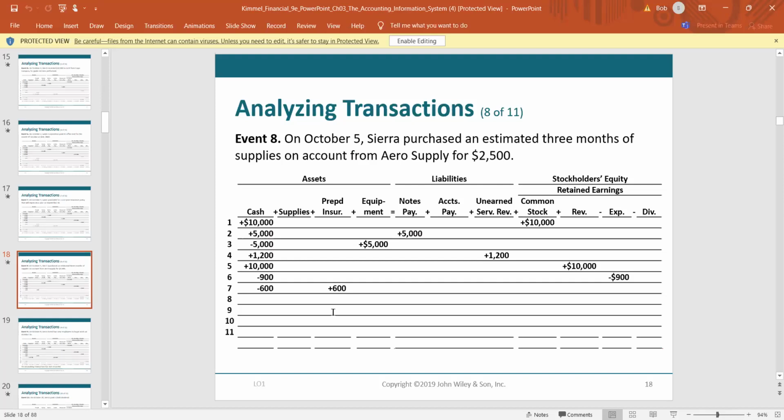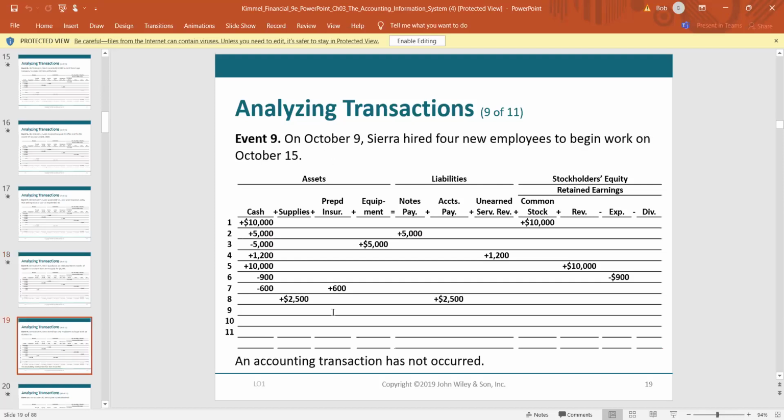Let's see what we got now. Sierra purchased those supplies, 3 months, $2,500. There it is. Supplies go up $2,500. Now, when do we get to supplies expense? When they use the supplies. At the end of the month, maybe somebody goes out and looks in the storeroom and sees that there's only $500 worth of supplies there. That way, you know you used $2,000.